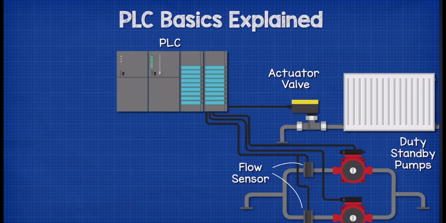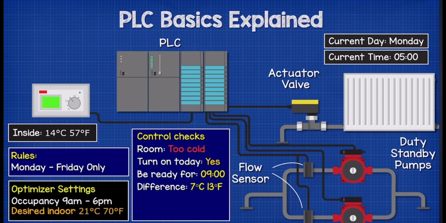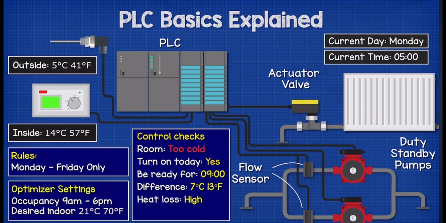However, before the heating system and pump start, the PLC would check the clock. Should the heating turn on today? And if so, at what time will the building be occupied? The clock says yes. The scheduled time is 9 a.m. The PLC then checks the current temperature of the room and calculates the difference between this and the desired temperature. It then checks the outdoor temperature to calculate how long it would take to heat the building up, because on a very cold day there will be a greater heat loss, and so this will take longer. From this, the PLC calculates what time it needs to turn on the heating system so that the building is at the desired temperature ready for 9 a.m.